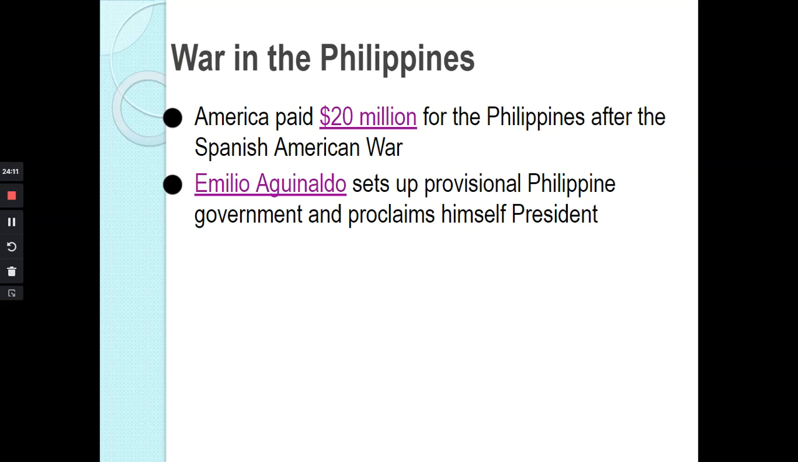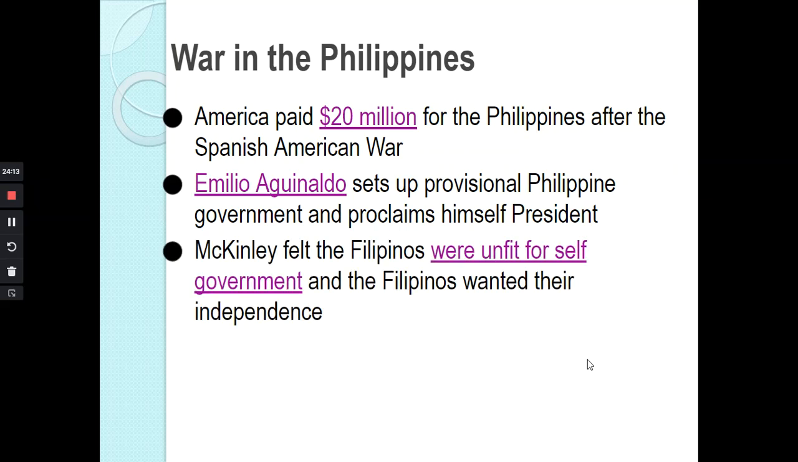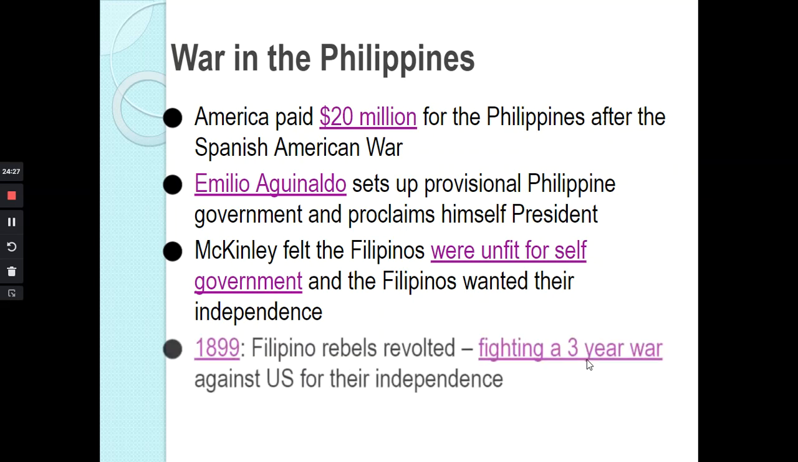There is a provisional government that is set up. And McKinley felt like they were unfit for self-government. The Filipinos, though, they want their own independence. And they're really not going to get this until after World War II. So in 1899, the very next year, they rebel and they fight a 3-year war against the United States. We don't talk really much about this war. We know about the Spanish-American War, but we don't really talk about the fighting there in the Philippines.